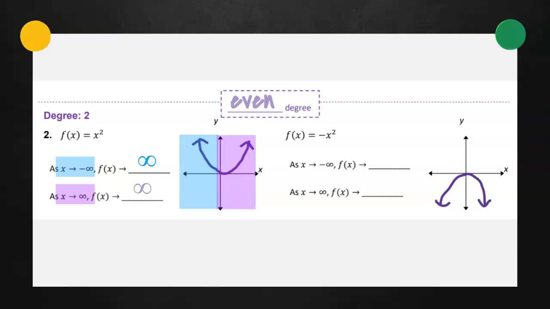With the second graph of negative x squared, as x approaches negative infinity, my function is now pointing towards negative infinity, towards the negative y values. And likewise, as x approaches positive infinity, my function is also approaching negative infinity. My graph, both ends are pointing towards the negative y values.